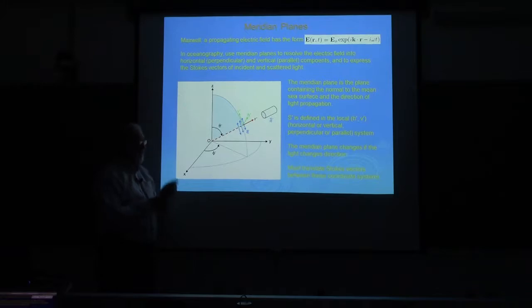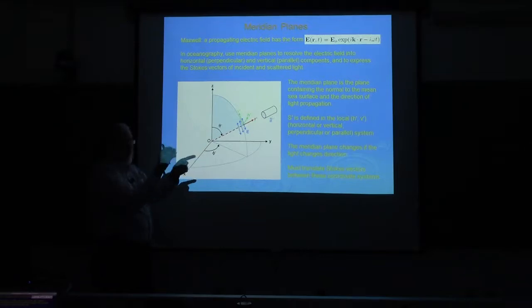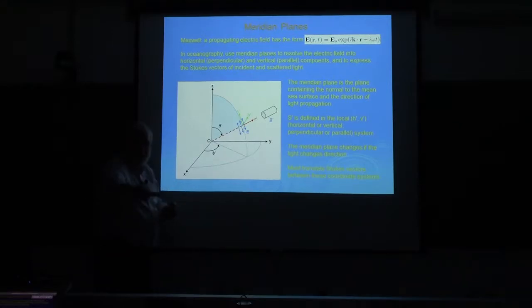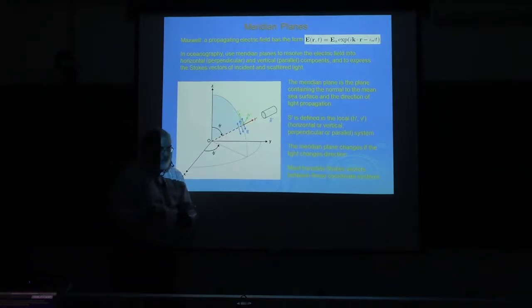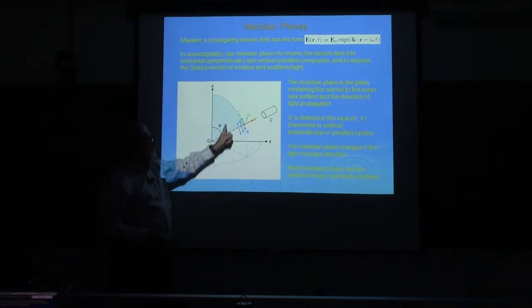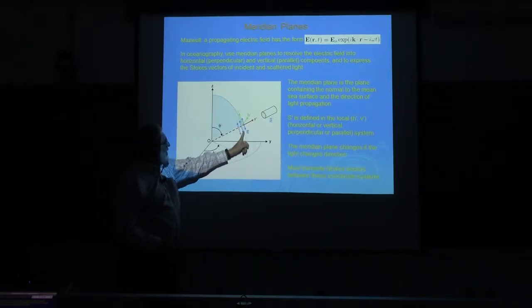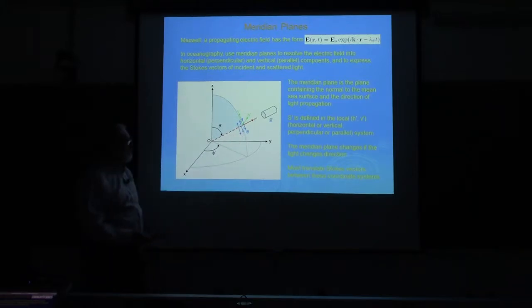So you start out and say, I've got light going in that direction, so there's a meridian plane, and I'm going to describe my Stokes vector in that plane. I can pick a horizontal and a vertical axis here. Horizontal means it's parallel to the sea surface, and vertical means it's normal to the sea surface. Or rather, they're perpendicular to the meridian plane and parallel to the meridian plane. So if I had an electric field vibrating in this direction, that would be vertically polarized light in the meridian plane. Okay.